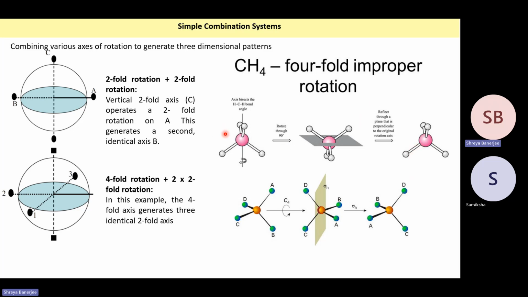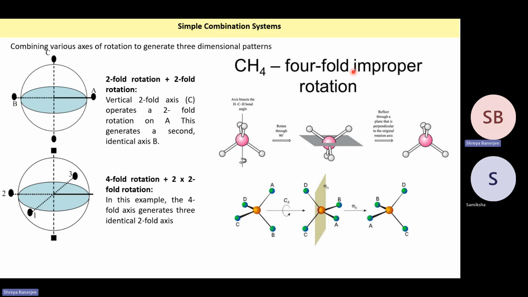So I think the first row might be a bit difficult to understand. So if you just look at the second row, that is the same molecule seen from another orientation, which is one carbon attached to 4 different groups. If you rotate it 90 degrees through this axis, you will get an orientation like this. And then if you reflect it through a plane which is perpendicular to this 90-degree axis of rotation, you will again get the same molecule back. So this is rotation plus reflection.